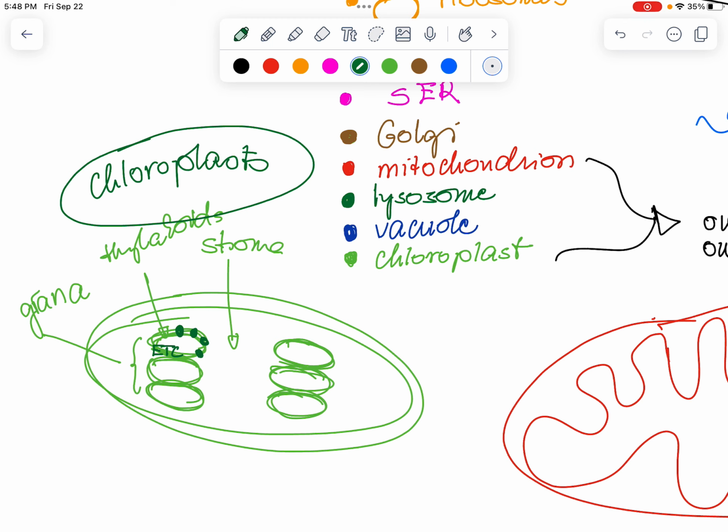The light-dependent reaction happens in the grana, in the thylakoids, and inside of the thylakoid in that area. Okay? And the stroma hosts the light-independent reaction that does not require light, this chemical reaction, to happen.